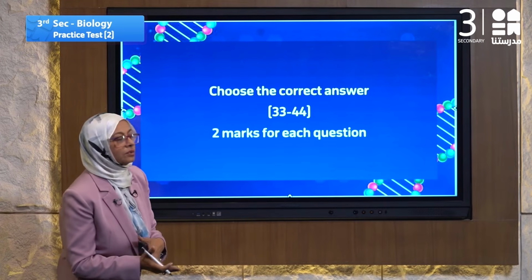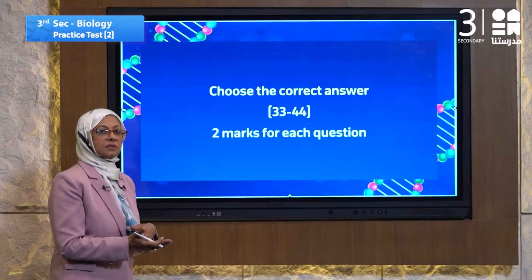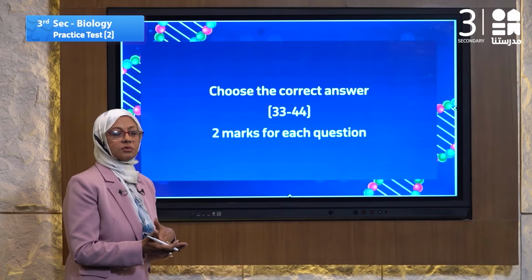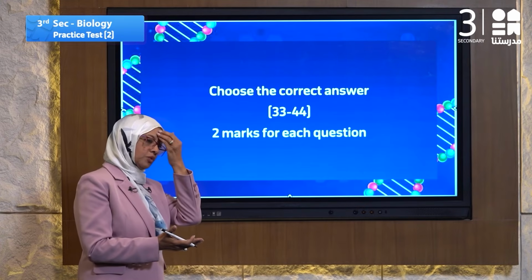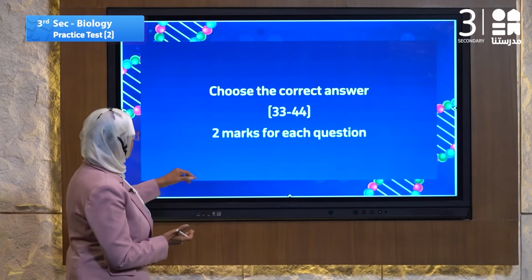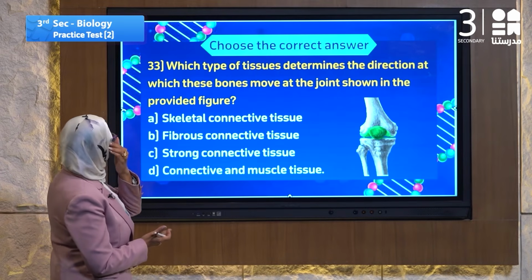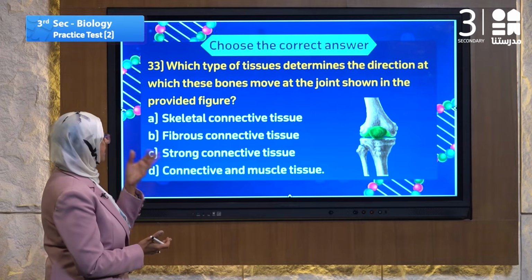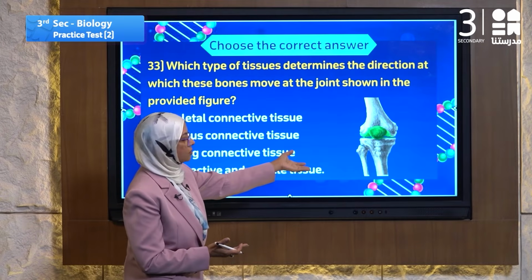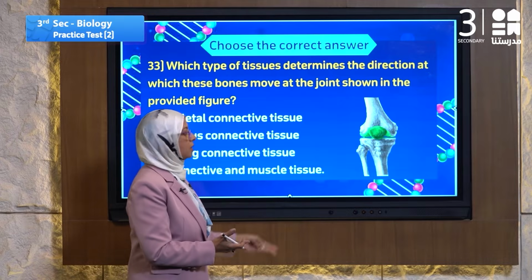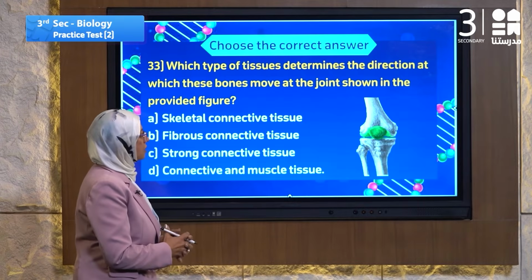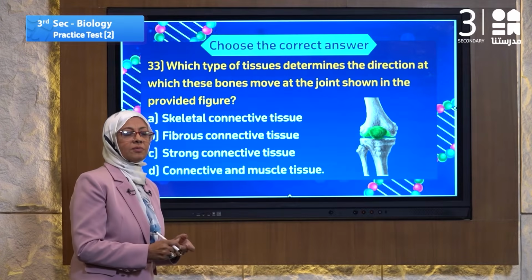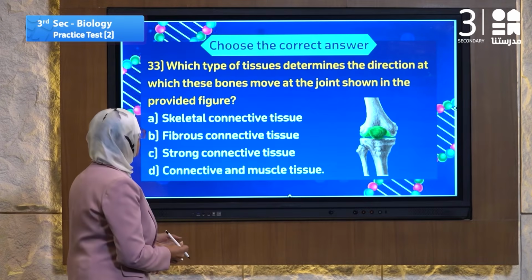Now we go to the questions with 2 marks. We must speak carefully about the 2 marks. We do not have to lose them. 2 marks for each question. Number 33, we speak about these parts of bone. This part of bone contains many structures. Some of them are bone, some of them are ligaments, and some of them are cartilage.